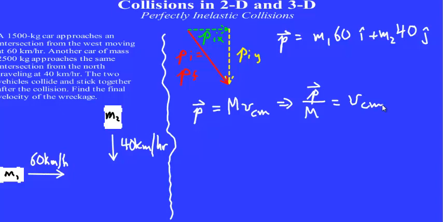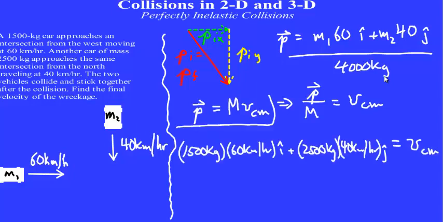So we can use this relationship here. All we're going to do is divide this top thing by the total mass of 4,000 kilograms. I'll pause and write out the numbers for you. All right, so I've put some numbers in, and now we're solving for that. What you see here is the momentum, and I'm going to divide each term by the 4,000 kilograms. Let's work that out.